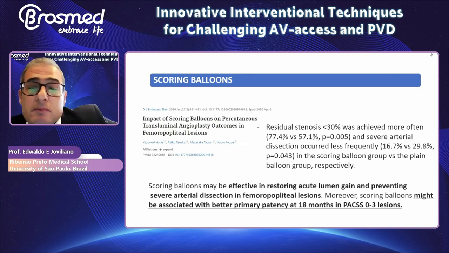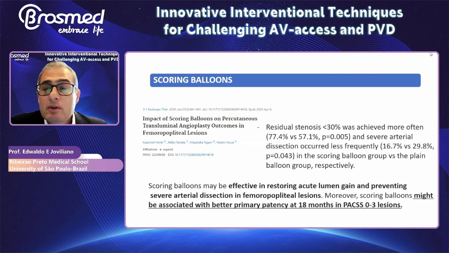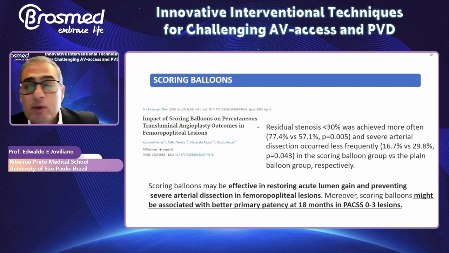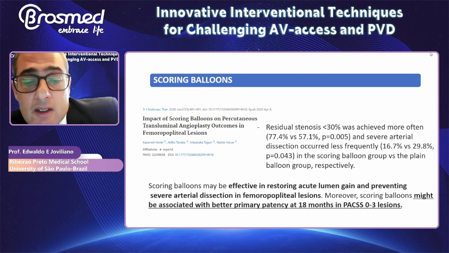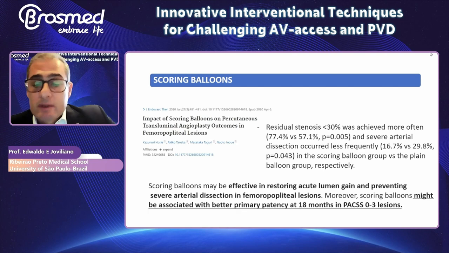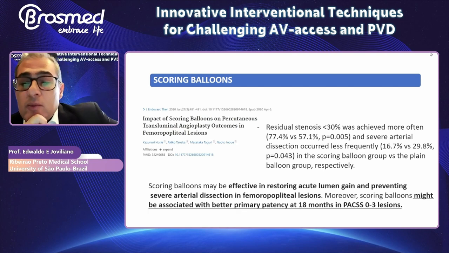Residual stenosis of less than 30% was achieved more often, and severe arterial dissection occurred less frequently, in the scoring balloon group versus the plain balloon group. So the scoring balloon may be effective in restoring acute lumen gain and preventing severe arterial dissection in femoropopliteal lesions. This kind of balloon might be associated with better outcomes, including in calcified lesions measured by the PACSS score of 0 to 3.